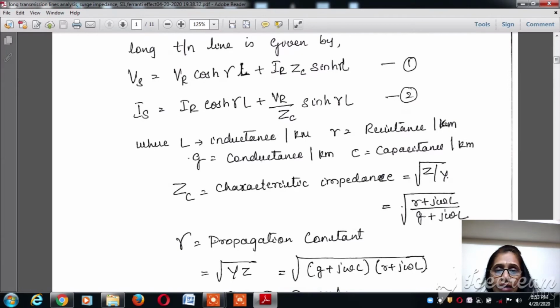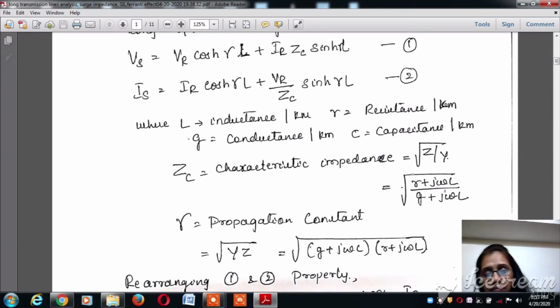So let the capital L be the inductance per kilometer, small r the resistance per kilometer, G the conductance per kilometer, and C the capacitance per kilometer. Zc is the characteristic impedance. This we are going to discuss in the coming video. The characteristic impedance, ideally for the lossless line, is given as the ratio of impedance to admittance, that is, root of Z divided by Y.